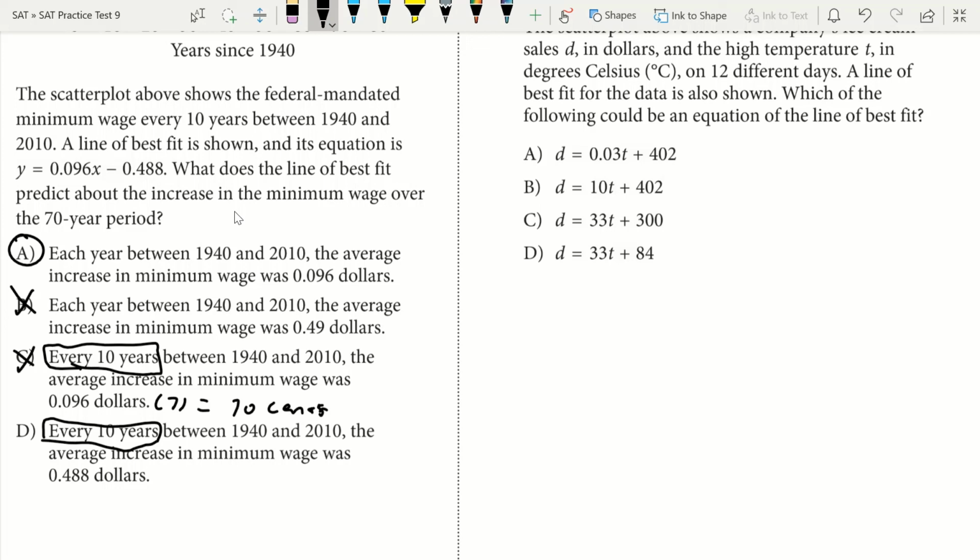And then right here, every 10 years between 1940 and 2010, the average increase in the minimum wage was $0.488. No, that's not what the line of best fit is saying at all, right? Because once again, in that case, we put in 7 because 70 years, right? Multiply it by that, and you're still only seeing an increase of $3.50. That's not what it shows, right? A is what it shows, so answer is A.